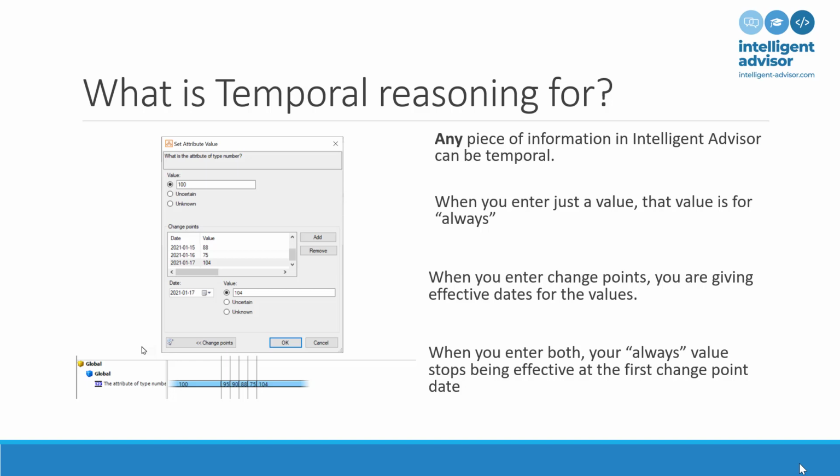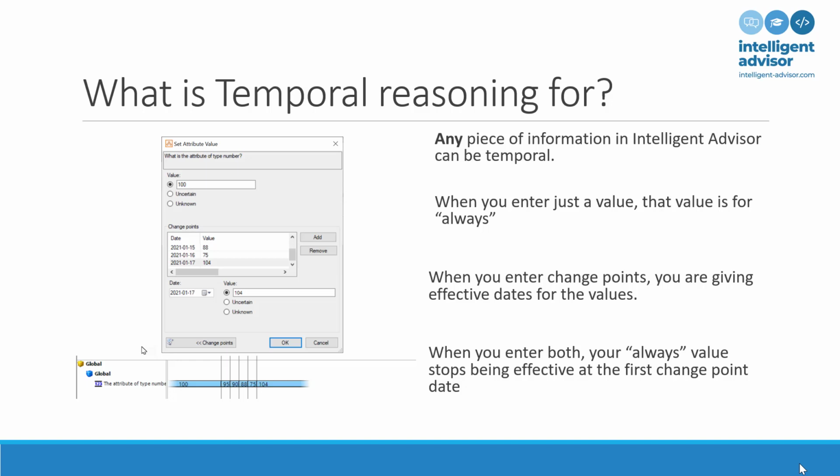And you can see that I've entered change points for the value. On the 15th, it was 88. On the 16th, it was 75. On the 17th, it was 104. I'm not obliged to have consecutive dates. Maybe I have the 15th and then I have the 20th. That's all I have.